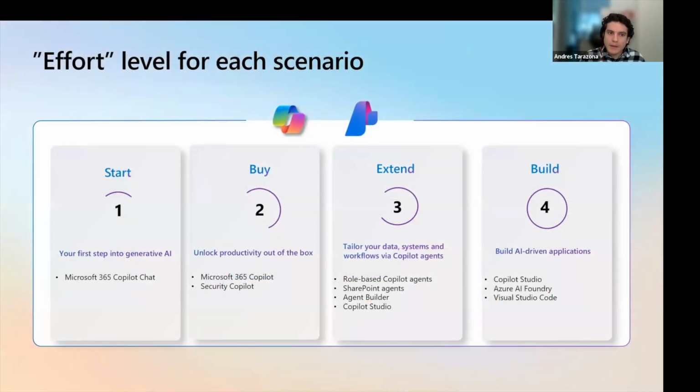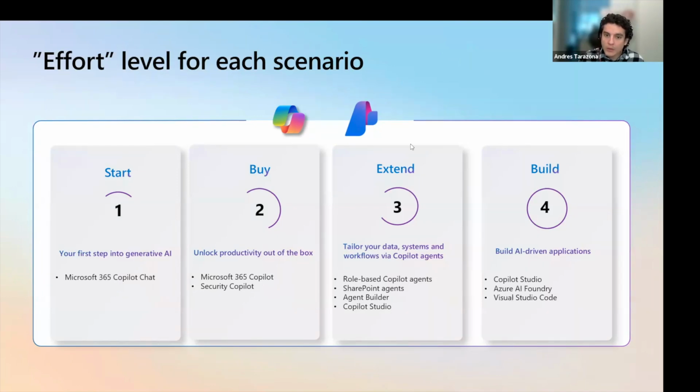Now, the effort level of each scenario depends on you. You can start simple, like using just Microsoft 365 Copilot Chat to achieve great things in your organization. Or you can buy a license, Microsoft 365 Copilot, that in this case is Copilot for Work, the other tab that you see there. And you don't need to upload a document every time you need an analysis on a document. You can just ask in the chat, analyze the document that I just opened, and it's going to be there.